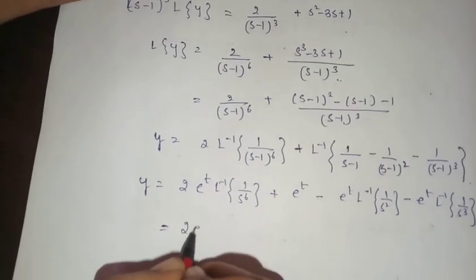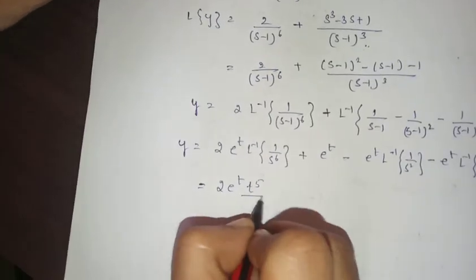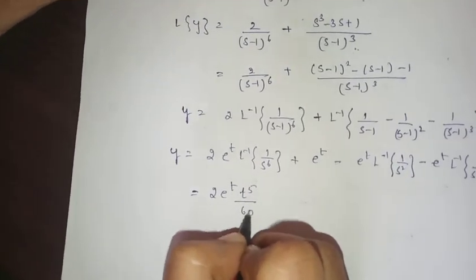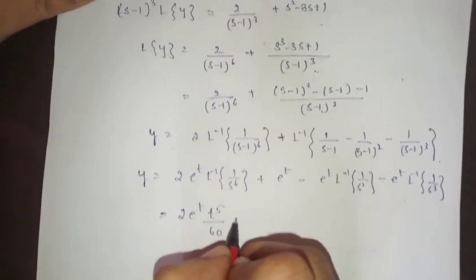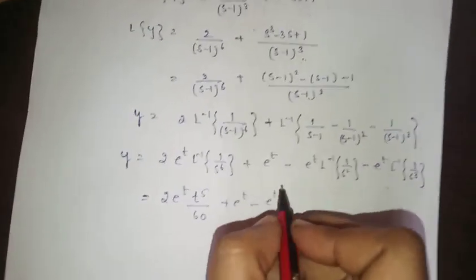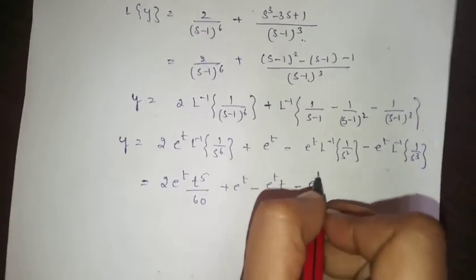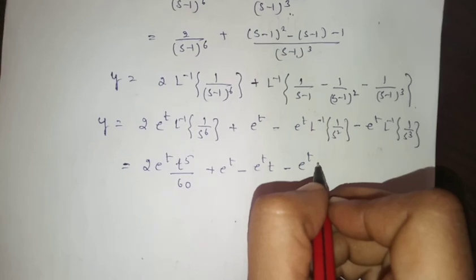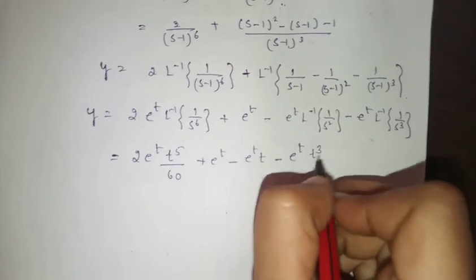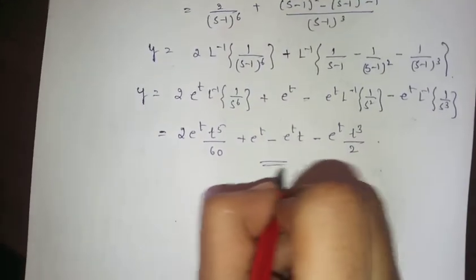So this is 2 e to the power t. This is t to the power 5 by 5 factorial, that is 120, plus e to the power t minus e to the power t, 1 by s square is t, minus e to the power t, 1 by s cube is t cube by 2 factorial, that is 2. This is your solution.